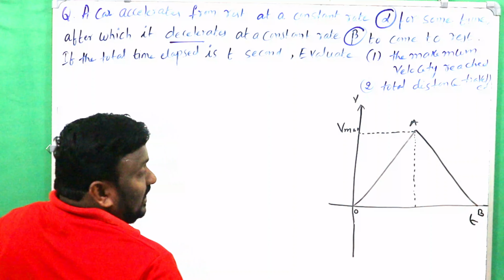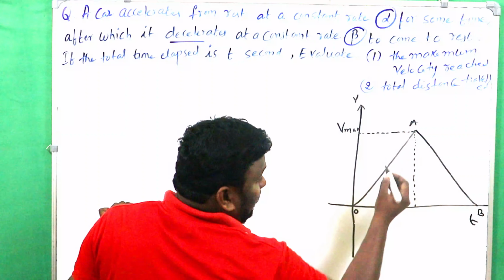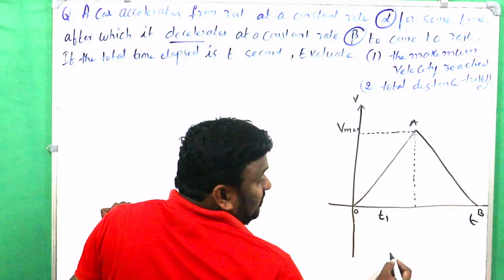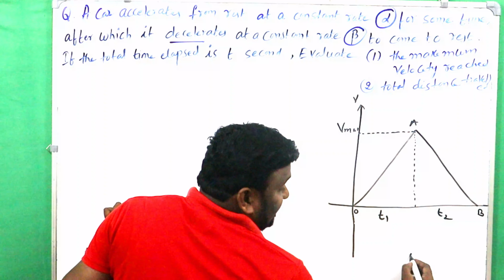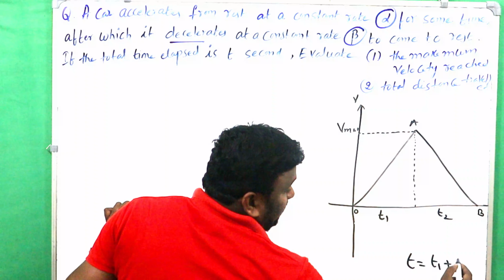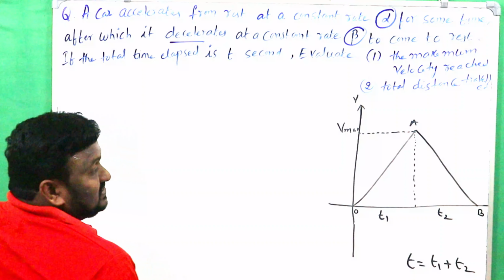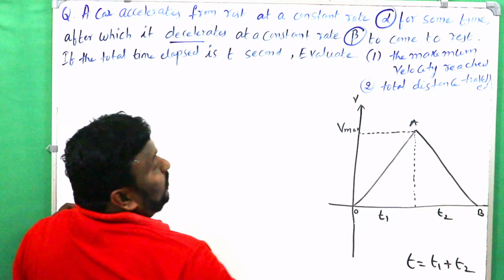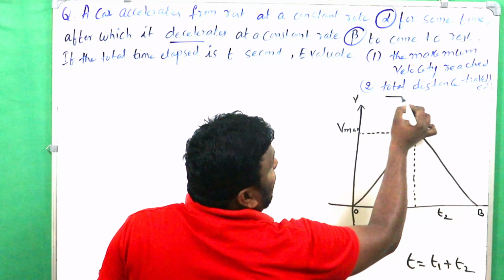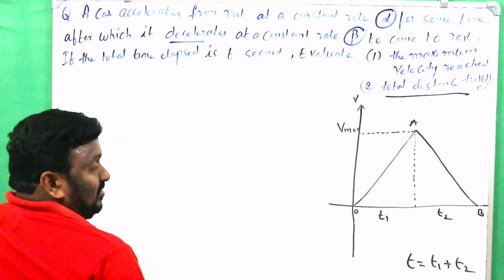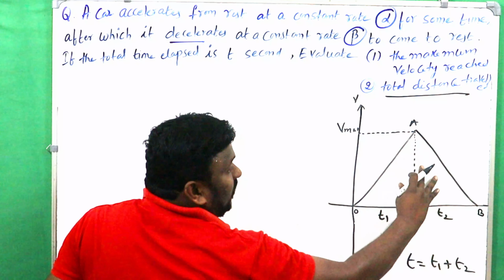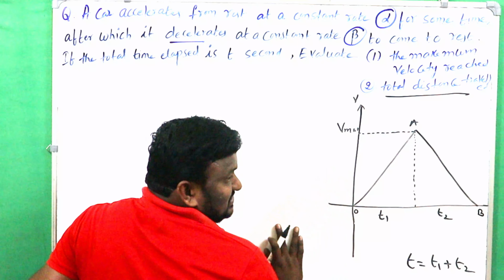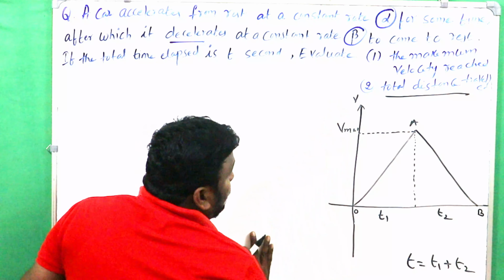Velocity. And from O to A the time taken is t1 and from A to B the time taken is t2. The total time elapsed is t1 plus t2. Then what do you have to find out? First is the maximum velocity and next is the distance traveled. Already we discussed distance traveled: the area under the graph gives the total distance. And how can we find the maximum velocity?